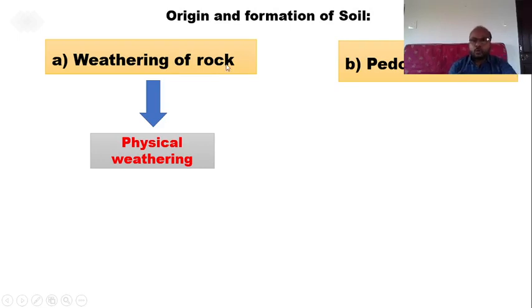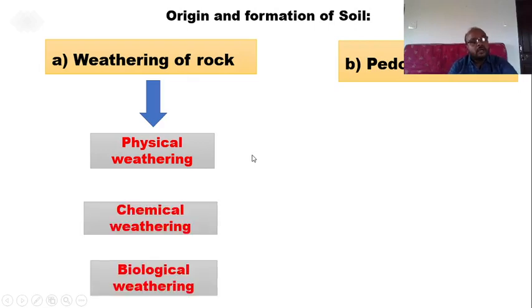That means the rock is broken down into smaller particles, which is nothing but the weathering of the rock. This weathering of rock takes place by physical weathering, chemical weathering and biological weathering. So this is included under weathering of the rock. Here the soil is formed in two ways, that means there are two steps. The first one is the weathering of rock, and inside it there is physical, chemical and biological weathering.